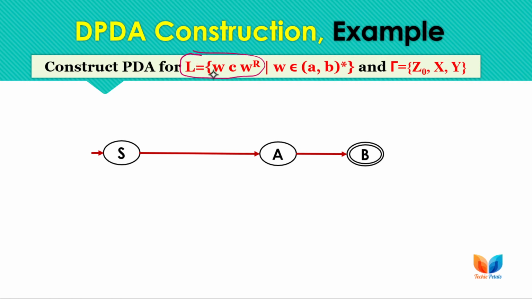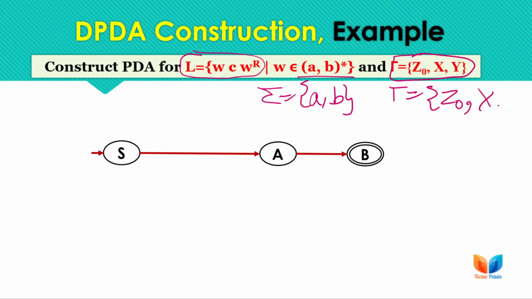where we have W string of A's and B's. So we can say that input symbols are A's and B's here, and the stack symbols are also mentioned here as stack symbols Z0. Z0 is a default stack symbol. Another stack symbols mentioned here are X and Y.